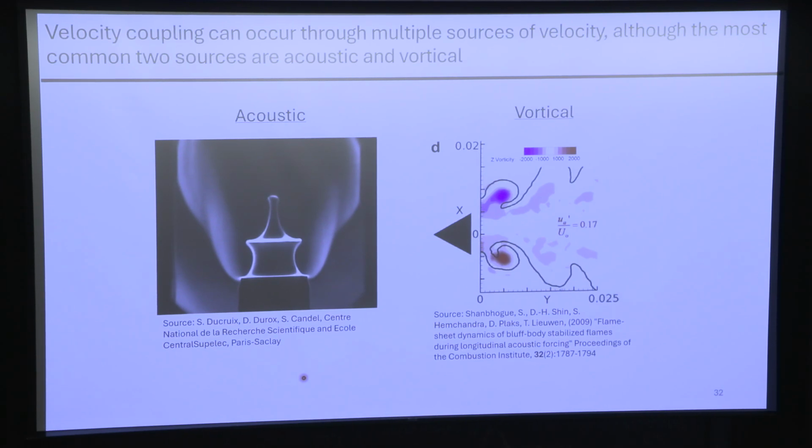There are two different types of velocity fluctuations that are interesting in combustion systems. One is acoustic, and we're going to see this video later. It's a very famous video that Daniel Guiraud took at what was then École Centrale.